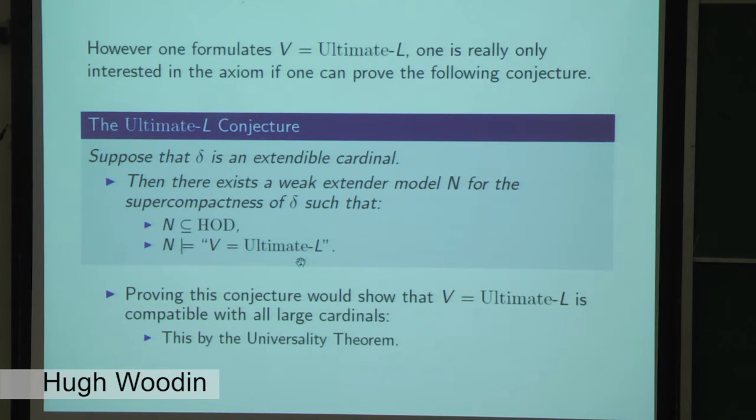Okay, so why not use axiom 2 for V as ultimate L? Well, however one's going to formulate V as ultimate L, one's only interested in the axiom if you can prove this conjecture. Suppose delta is extendable. The conjecture is that there's a weak extender model N for the supercompactness of delta, N is included in HOD, and N satisfies V as ultimate L. If one can prove this conjecture, then there's no Scott's theorem for ultimate L. Ultimate L is consistent with all large cardinals by the universality theorem. Okay, so that's the point.